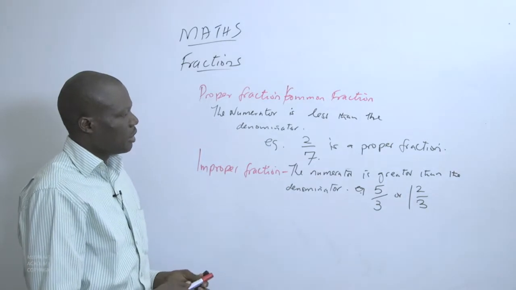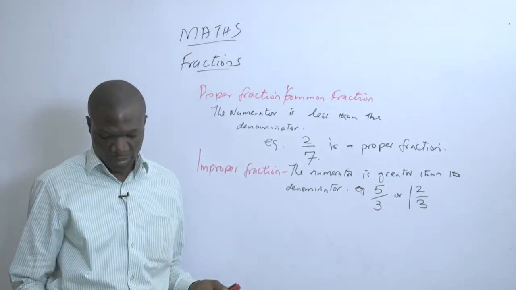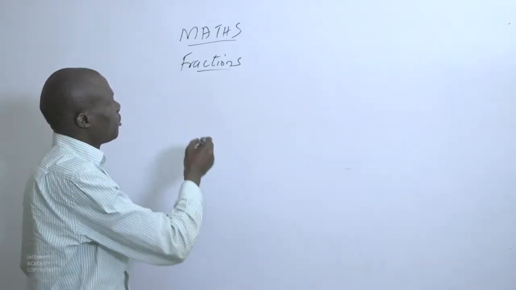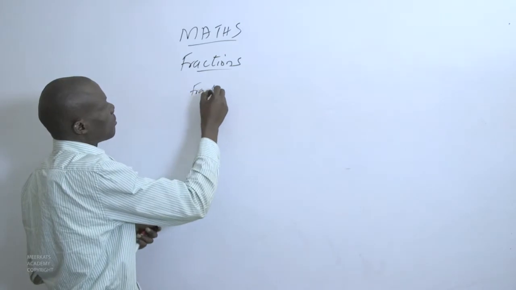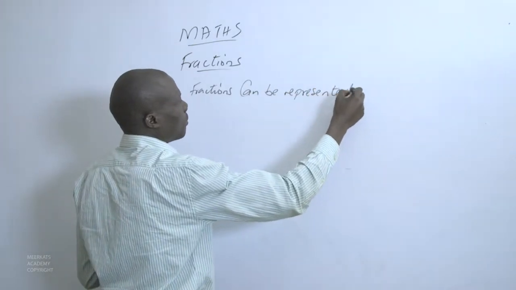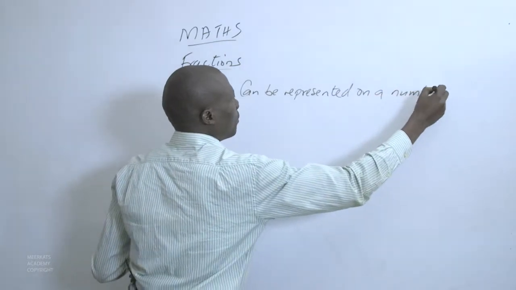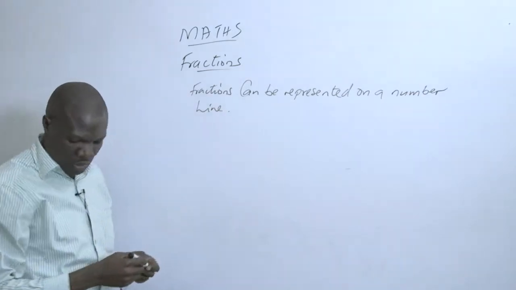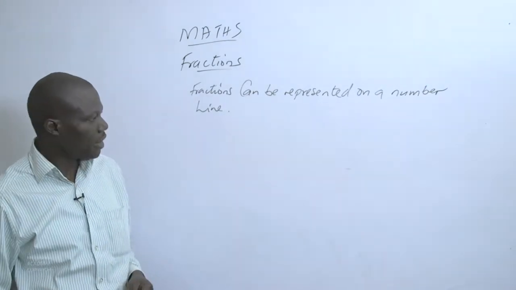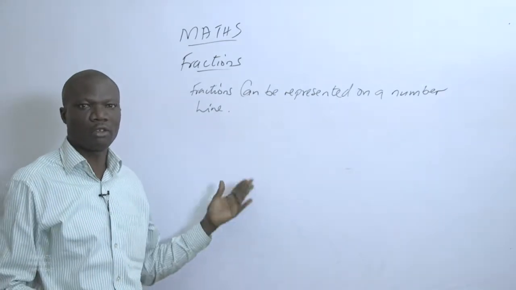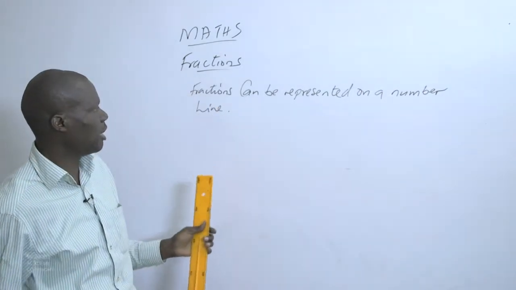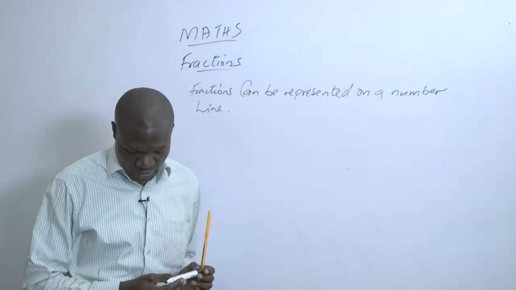Now, these fractions, as we have seen, can also be represented on a number line, as we are going to see. So we are saying fractions can also be represented on number lines. You can represent a fraction on a number line. As we saw earlier on, a number line is simply a scale extending from the left to the right. That's what we call a number line. So we are going to illustrate a number line and see this time how we can use it to represent a fraction.